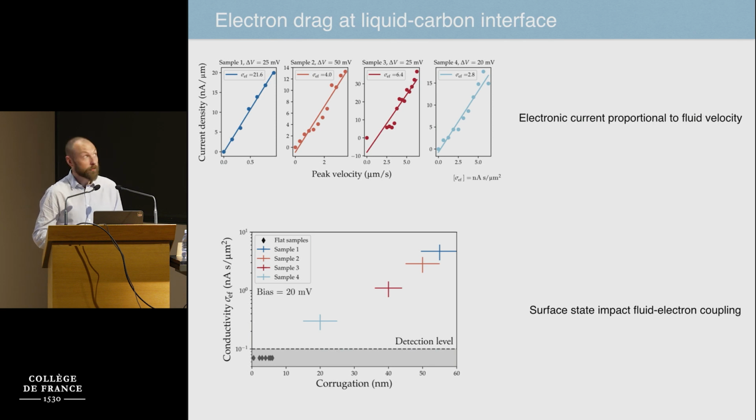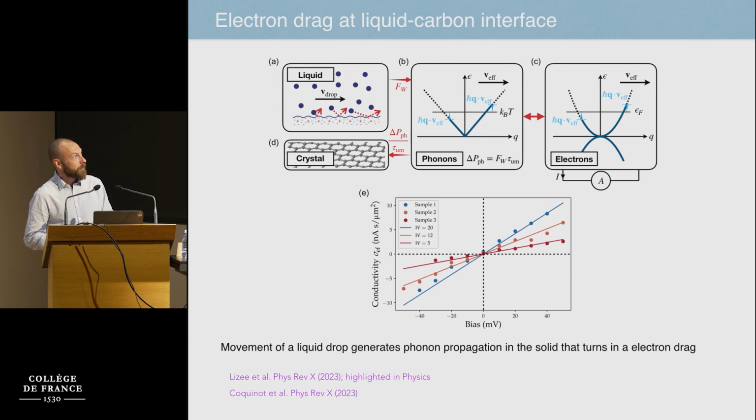So to understand what was happening here, no surprise, we came back to Nikita and Baptiste. We asked them again to help us understand. And what ended up being the explanation was that this phenomenon was not exactly a direct drag of the electrons in the solid induced by these image charges, but more the fact that the movement of the liquid drop generates a phonon propagation in the solid, and only because of this phonon-electron coupling can you create this kind of current.